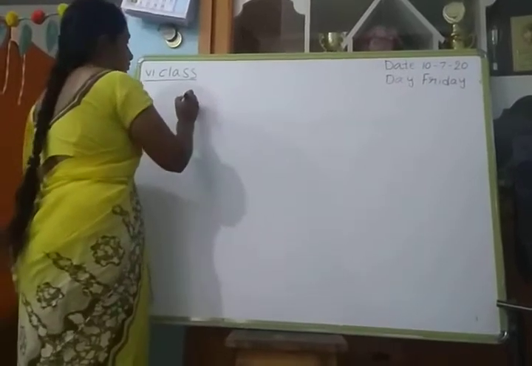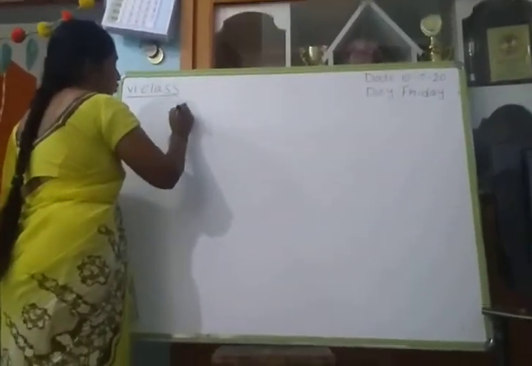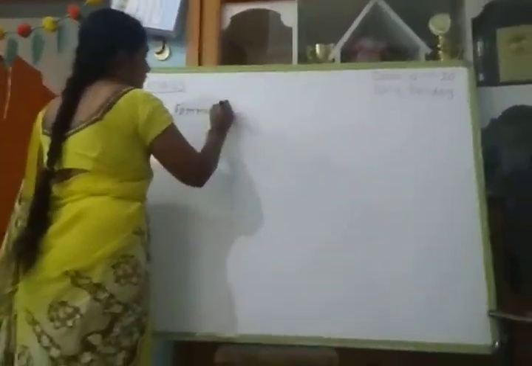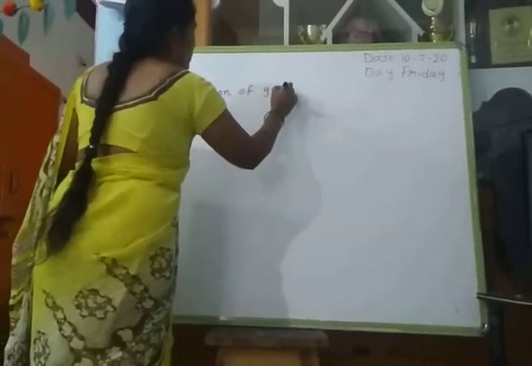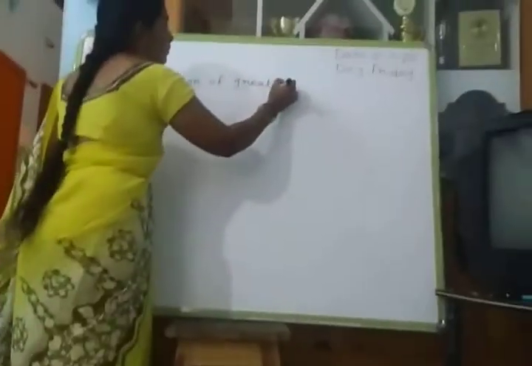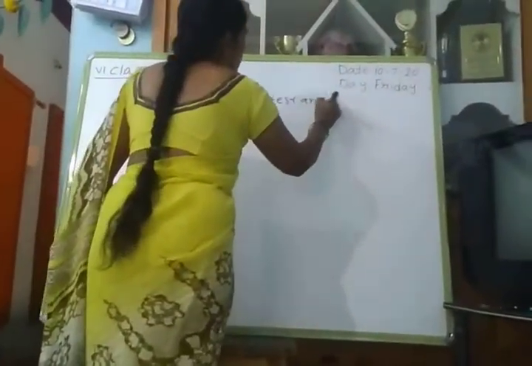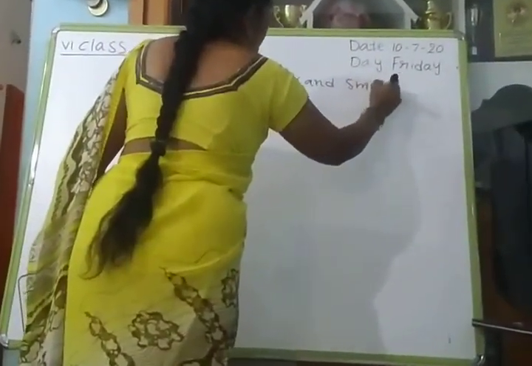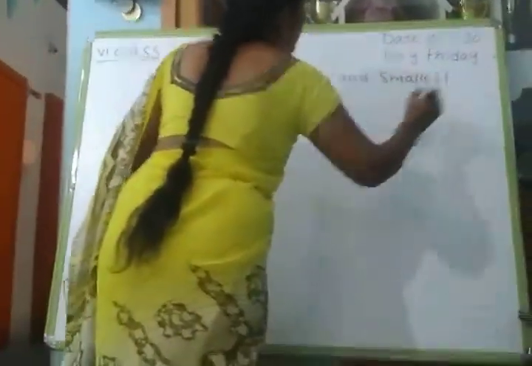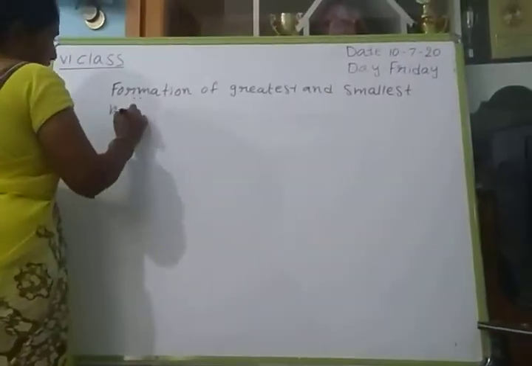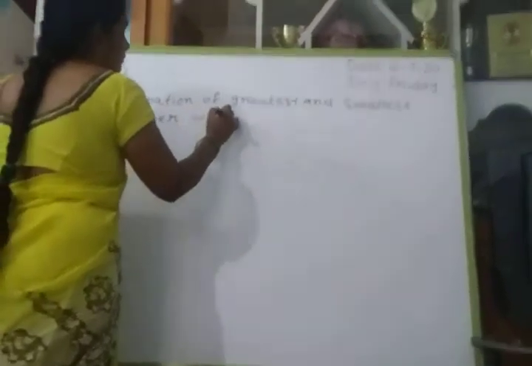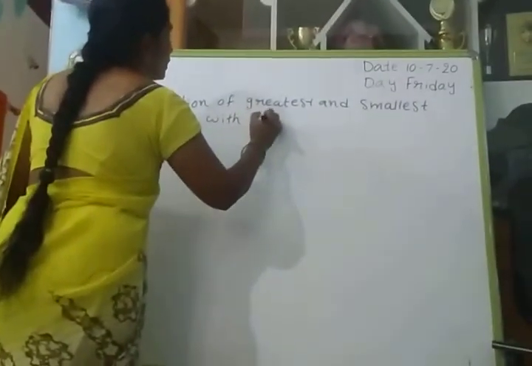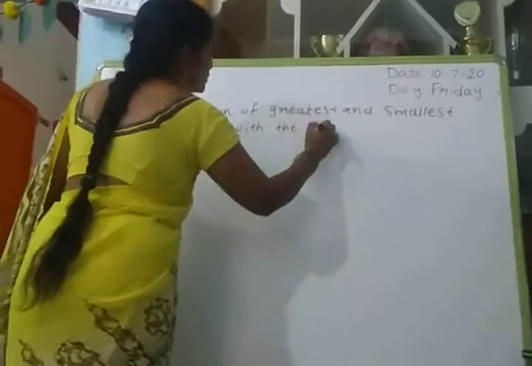Today we have to discuss formation of greatest and smallest number with the given digits.